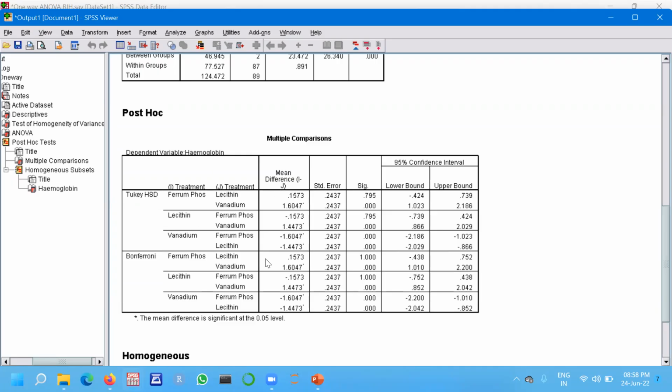So what can we assume from this? There is no difference between ferrum-phos and lecithin, but there is a difference between vanadium and ferrum-phos, and vanadium and lecithin. That is the inference from this post hoc analysis. So which one is better? Ferrum-phos and lecithin are equally better, but vanadium is not so good. Understood? That is the inference we get from the post hoc analysis.